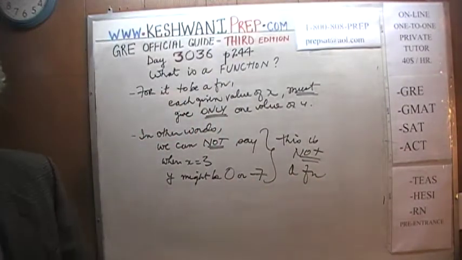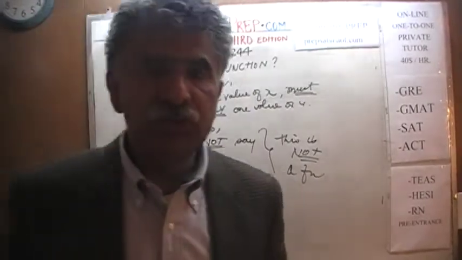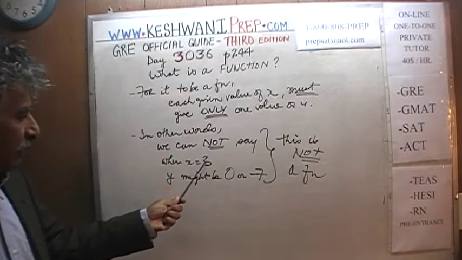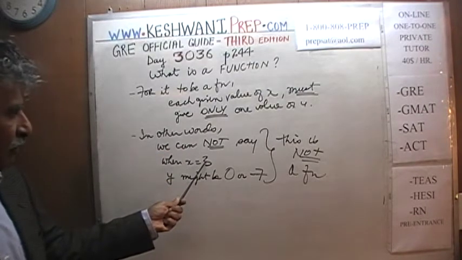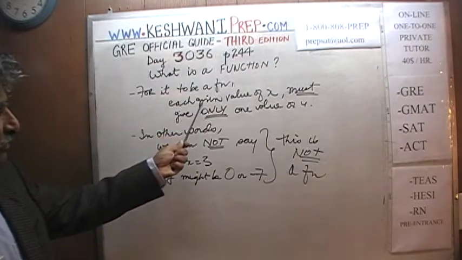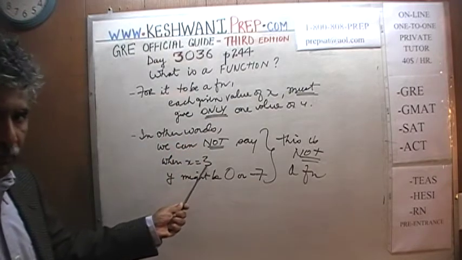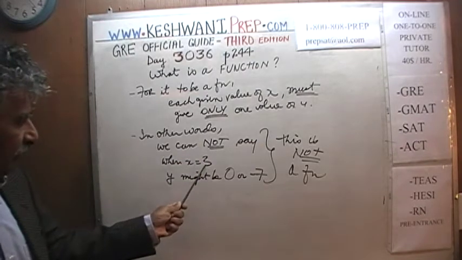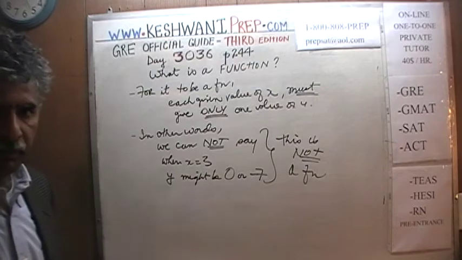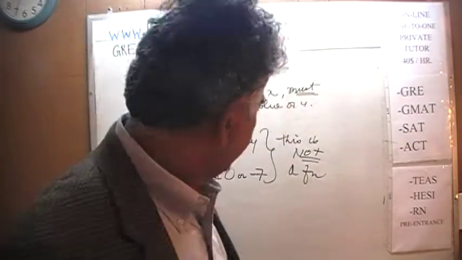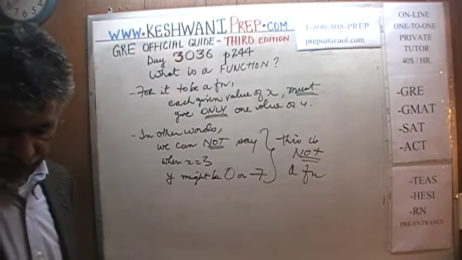Why is it not a function? Because it fails to provide us a unique value of y for each given value of x. It says when x is 3, for it to be a function, the given value of x, here being 3, must give us one unique value of y. It fails to do so here. It tells me that when x is 3, y might be 0 or negative 7. Since it fails to provide us a unique value of the dependent variable, y being the dependent variable and x the independent variable, it is not a function.